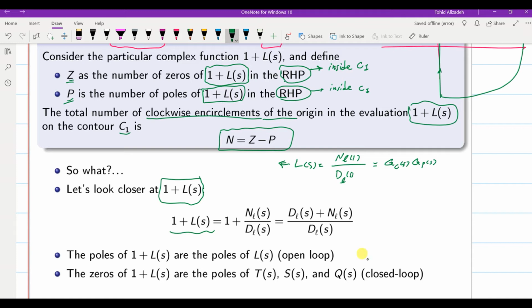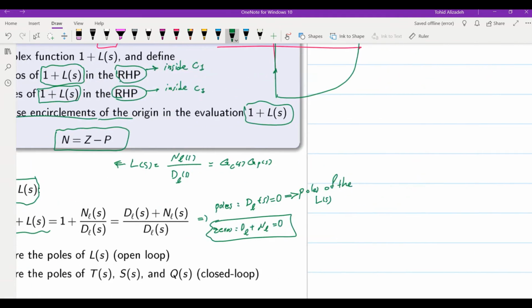And now the poles of 1 plus L will be obtained by setting DL equal to 0. And you can already see that these are the poles of the L of S, or the open loop. The zeros, on the other hand, are obtained by setting DL plus NL equal to 0.